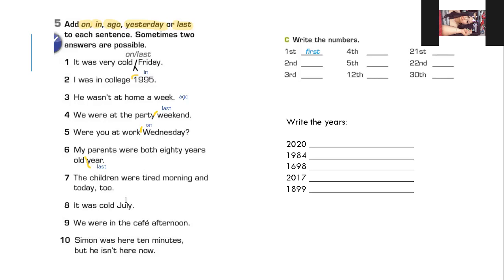Seven, the children were tired morning and today too. So it's talking about yesterday and today. Pero no tengo yesterday aquí, entonces ¿cómo quedaría? The children were tired morning and today too. What morning? Yesterday morning. Pudiera ser yesterday morning o pudiera ser last morning, porque last morning se refiere pues a la mañana de ayer, right? Okay, number 8. It was called July. What is missing?